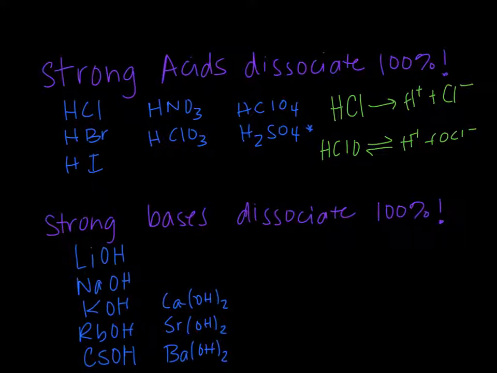Strong bases are the same way. These are the 8 strong bases, and to memorize them is very easy. As you can tell, all of these are the metals from group 1A off the periodic table, and these are the last 3 metals from group 2A off the periodic table. And so if you look at the periodic table and you have a little bit of imagination.